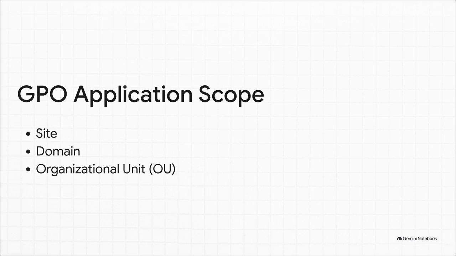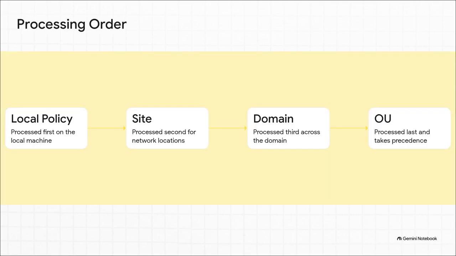The rule of thumb here? A policy affects all users and computers inside that linked container, unless an admin intentionally blocks inheritance or uses security filtering to exclude specific groups. But what happens if you have conflicting policies? Well, the processing order goes exactly like this. Local policy first, then site, then domain, and finally the organizational unit. That gives us a really handy mnemonic acronym for interviews, LSDOU: Local, Site, Domain, OU.